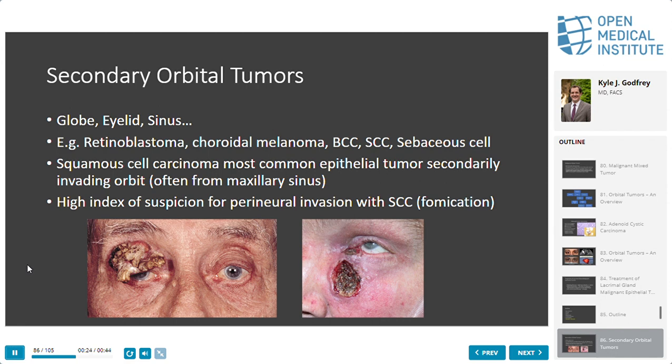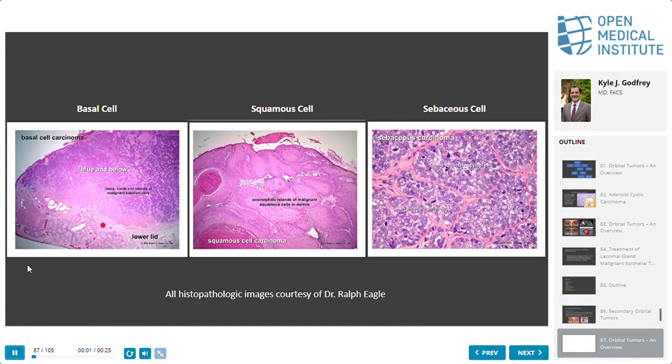Similar to the adenoid cystic carcinoma, they can spread along the nerve. So they can start in the skin here in this location, maybe track along the infraorbital nerve back into the eye socket. Rather than pain, these patients often present with what's called formication, which is the sensation that bugs are crawling on your skin, but again, it's just paresthesia from the actual perineural invasion itself. So you always have to have a high index of suspicion in any patient with a periocular basal cell, squamous cell, sebaceous cell, Merkel cell, anything that looks like it could be invading the orbit.